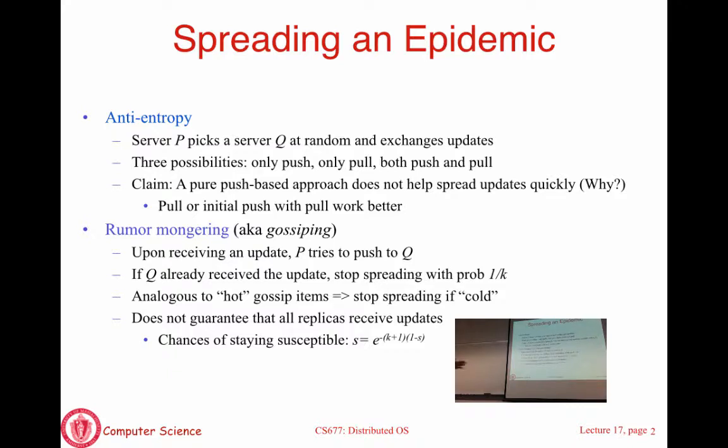And the reason for this is a push-based protocol with a back-off probability. As more and more servers see the update, you will basically keep tossing a coin and start backing off, and it may be the case that all servers that have seen the update have backed off, but there are still a small group of servers that did not see the update before they all stopped spreading the gossip. Okay, is that clear?